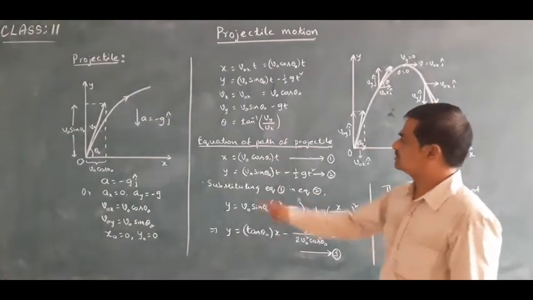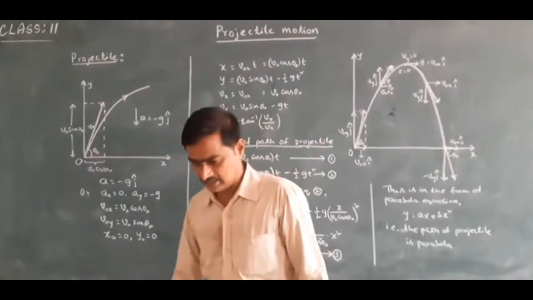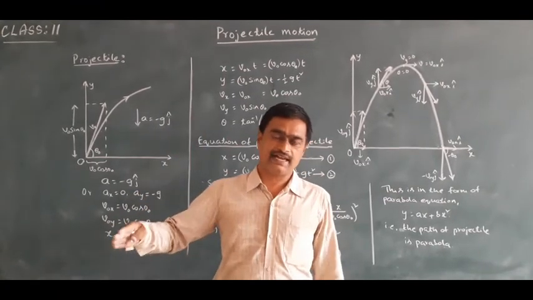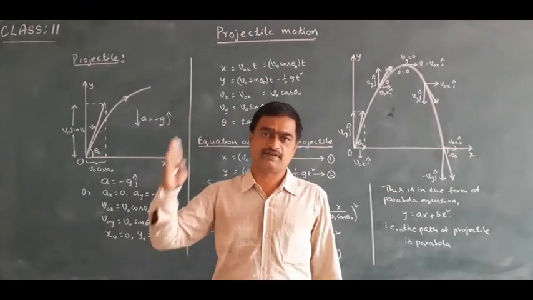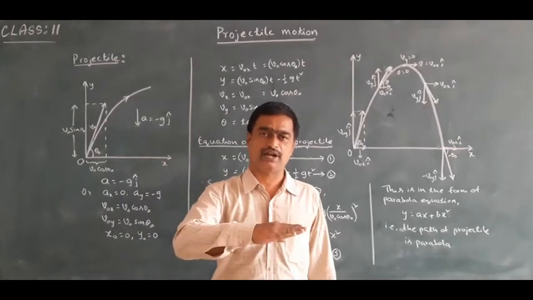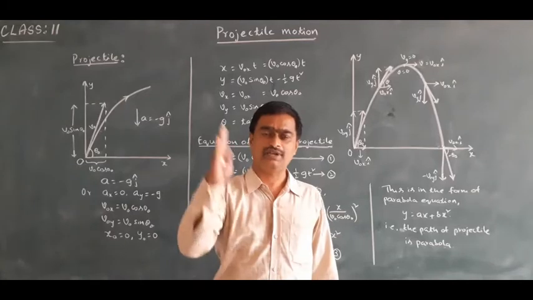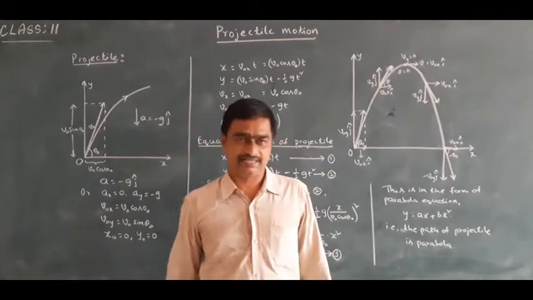Then equation of path of projectile. Now after understanding this one, that is, if we divide the initial velocity into two components, vertical component and horizontal component, the horizontal component is going to remain constant throughout the motion. Only the vertical component is changing.